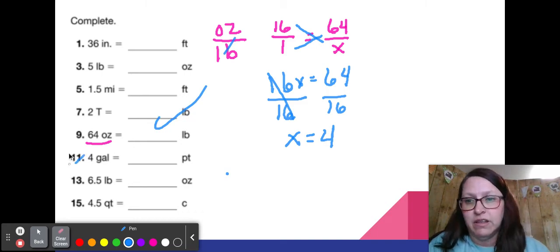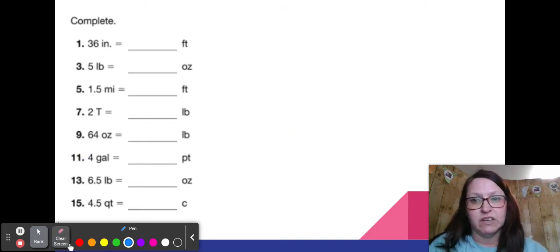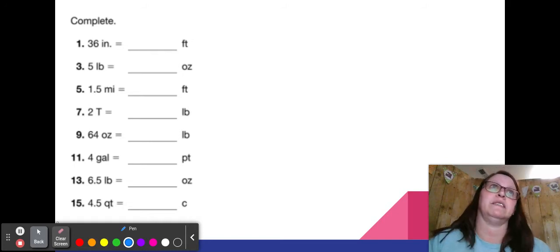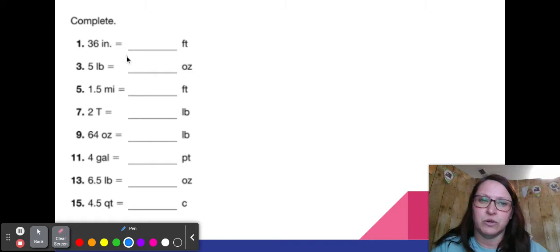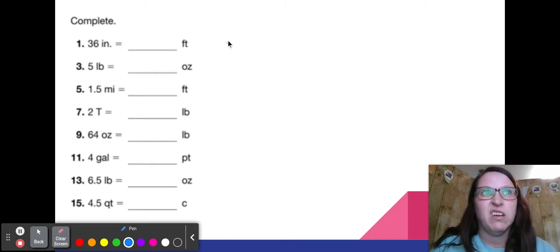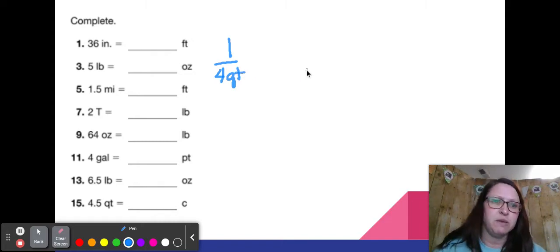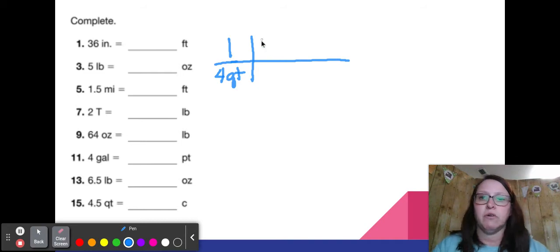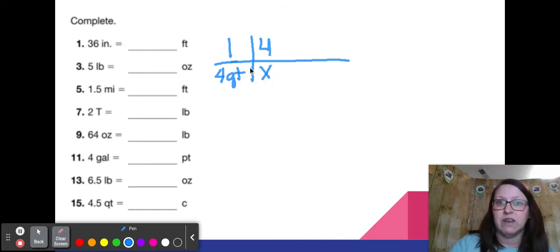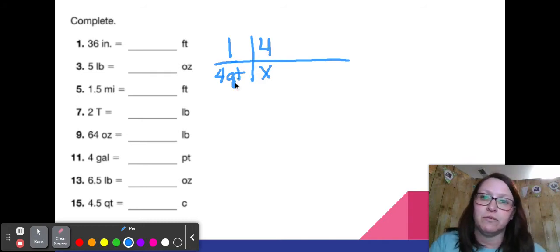Okay, so now let's look at number 11. So gallons and pints. When I look at my chart, I see that gallons is 4 quarts. So 1 gallon is 4 quarts. But I've got to make another conversion. So I am going to put 4 up here, and x. So now I've got to say, 4 times 4.